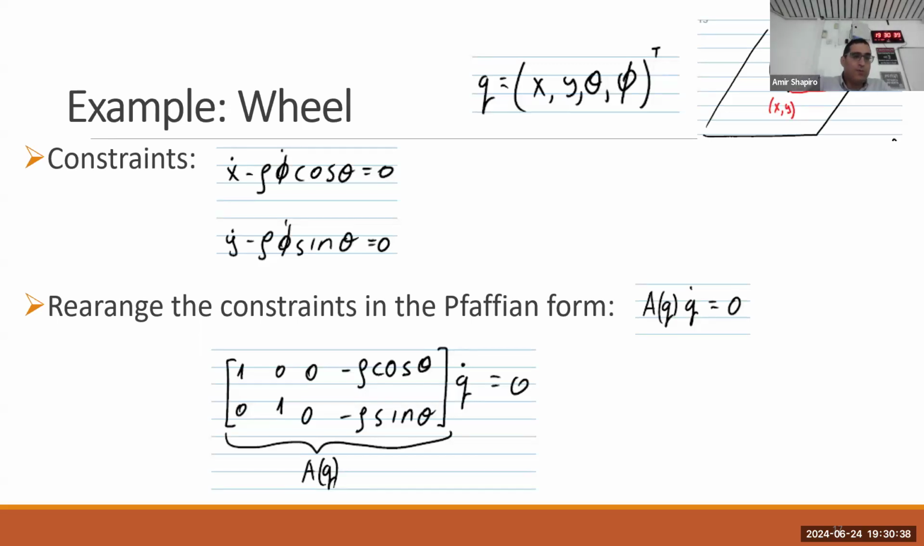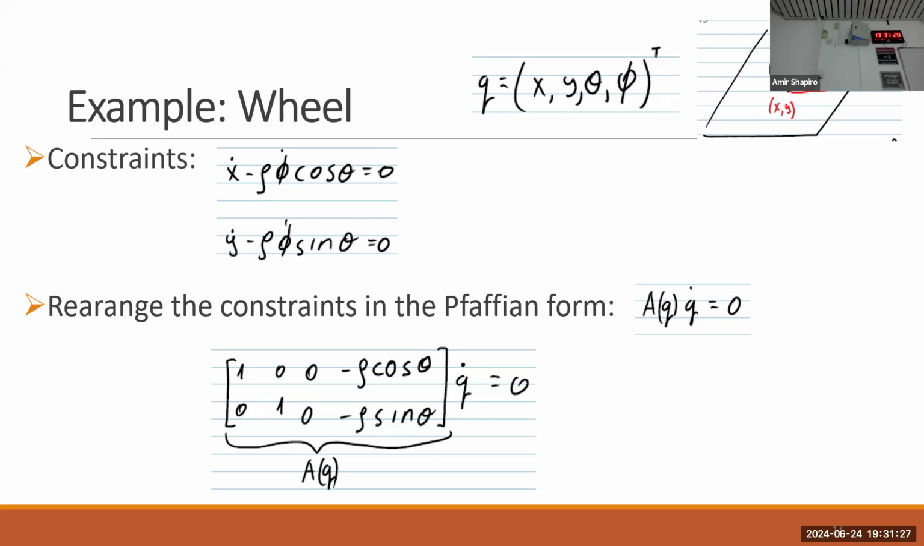So we have the wheel, we have the four parameters, and we have the two equations of the constraints. And we can rearrange the constraints equation into a matrix form. And look, this is x dot is 1 times q dot, which is x dot, y dot, theta dot, phi dot. Then I have nothing for y in here, nothing for theta dot here.